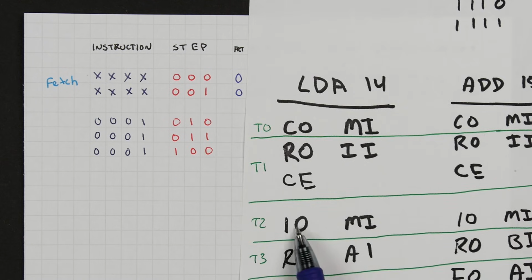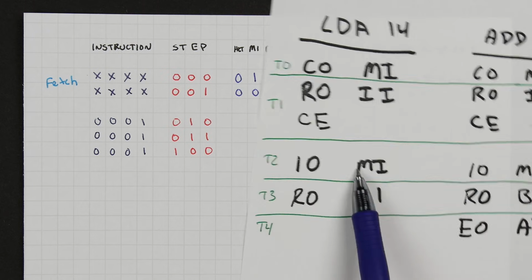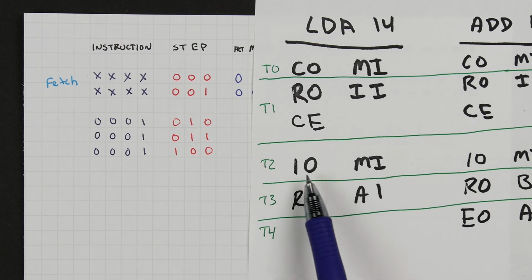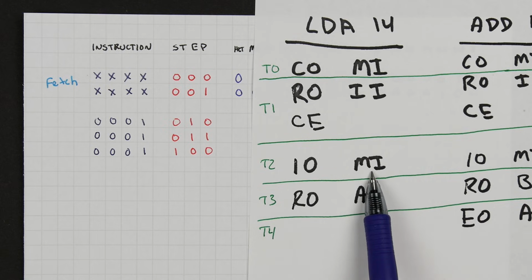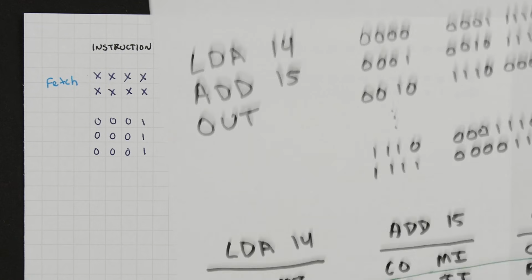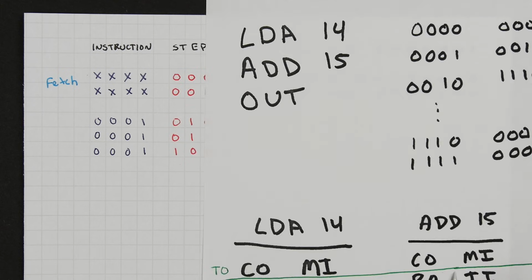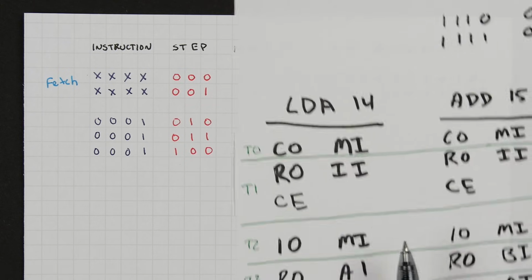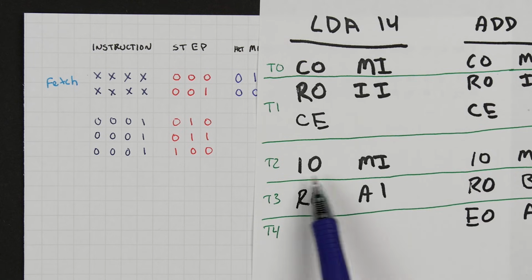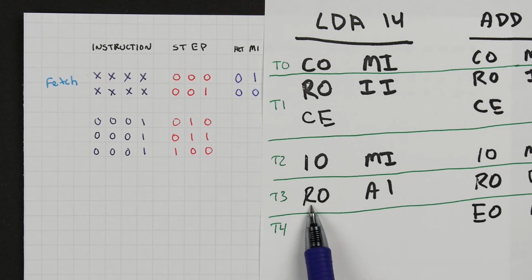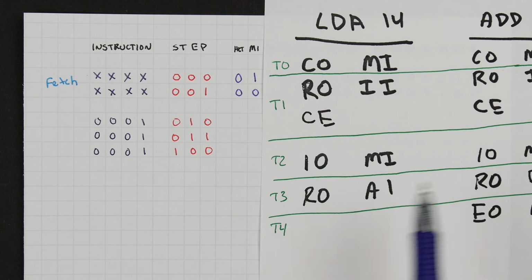The steps for load A, which we talked about in a previous video, are that we want to take the contents of the instruction register out and memory address register in. If we're doing a load A 14, we're moving that 14 into the memory address register so that we can fetch whatever is in that particular location in memory. And then in the next step, we do RAM out, so we take the contents of memory and put it into the A register in.